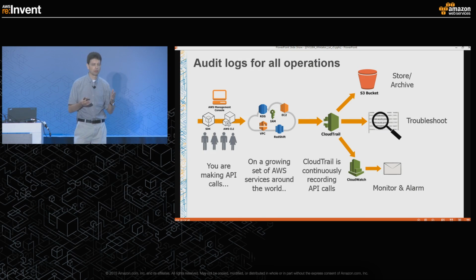So within the CloudTrail logs, you can see the full history of what happened as you created the stack or updated the stack. And you can store that in an S3 bucket. You can archive that data. You can use the CloudTrail console to look through those logs to troubleshoot what happened. Or you can connect it up to CloudWatch Logs and then add monitoring and alarming on top of that. So if things happen that you don't expect to happen, you can get notifications for that.